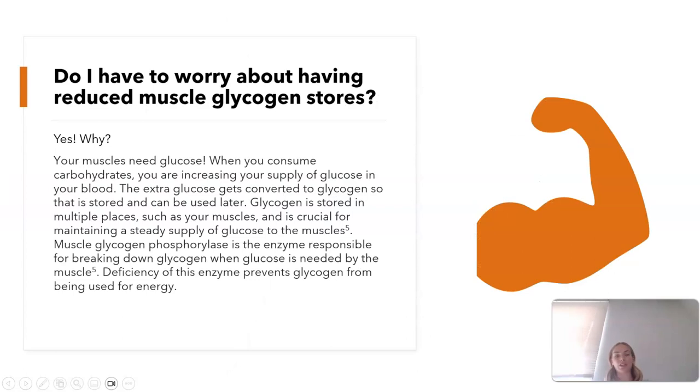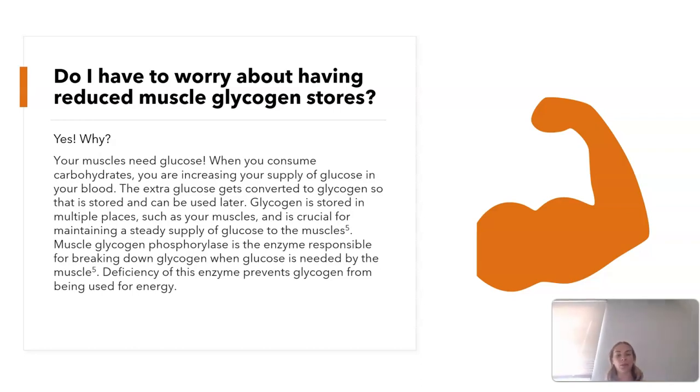The second question the patient asked was, do I have to worry about having reduced muscle glycogen stores? My answer to this question is yes. And why? Our muscles need glucose. So when you consume carbohydrates, you're increasing your supply of glucose in your blood. The extra glucose gets converted to glycogen so that it is stored and can be used for later.